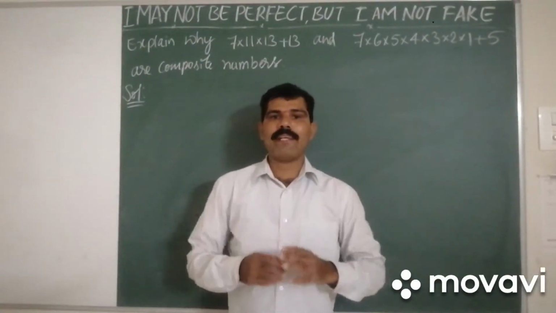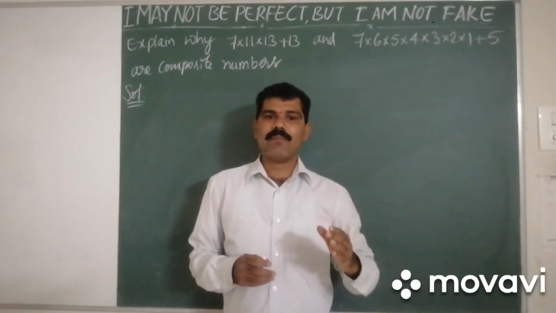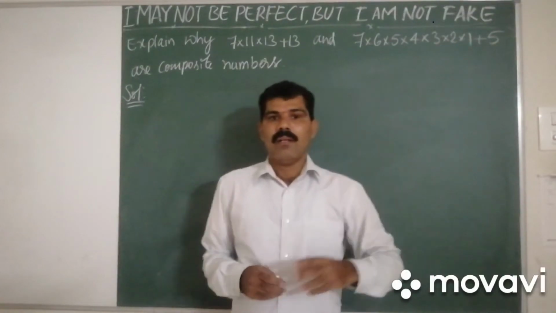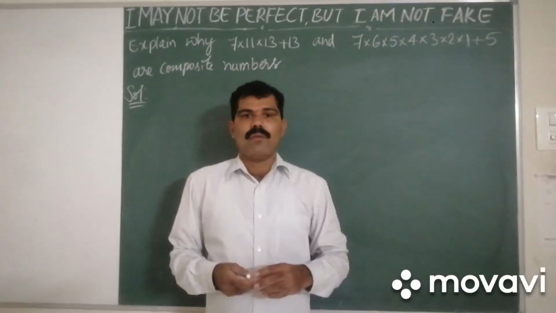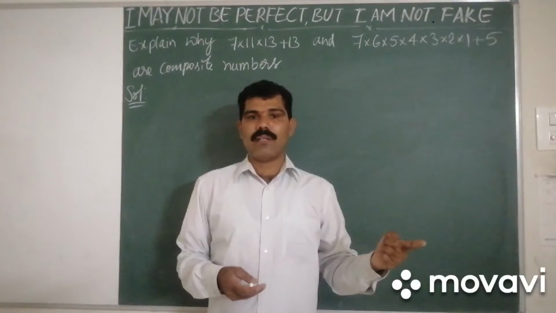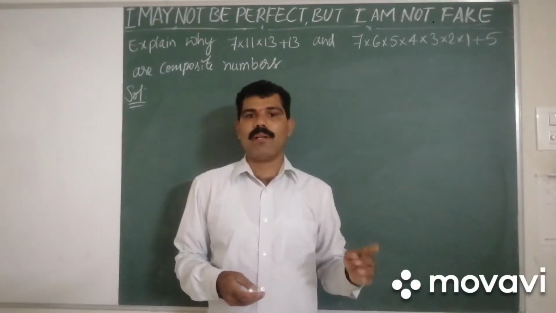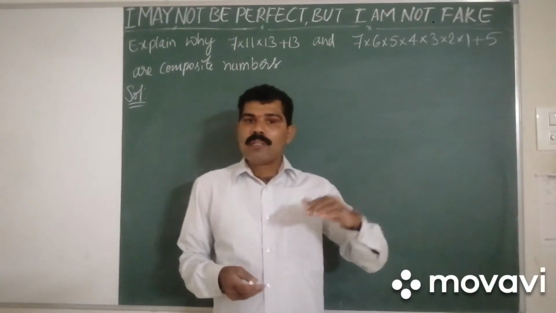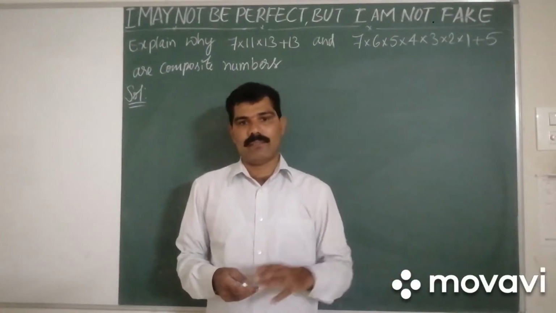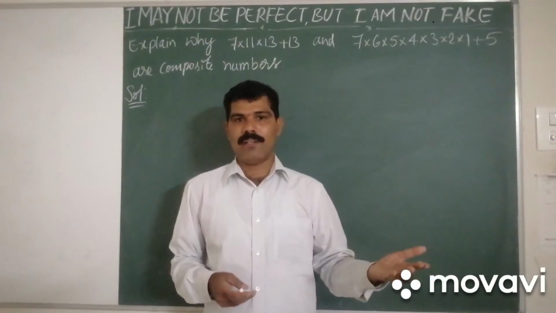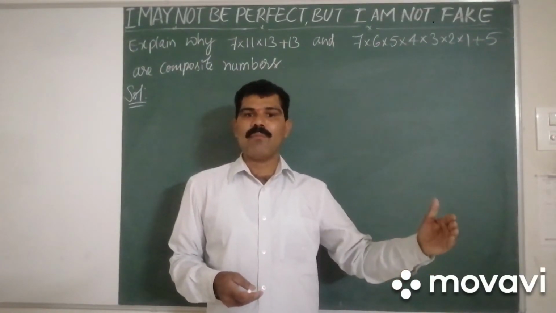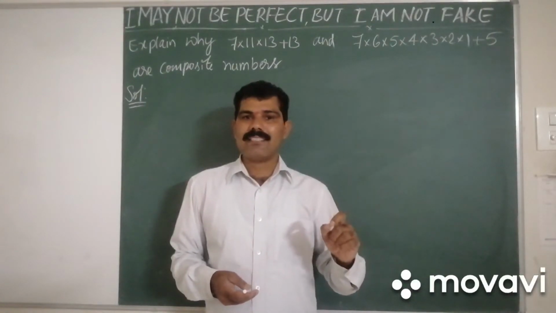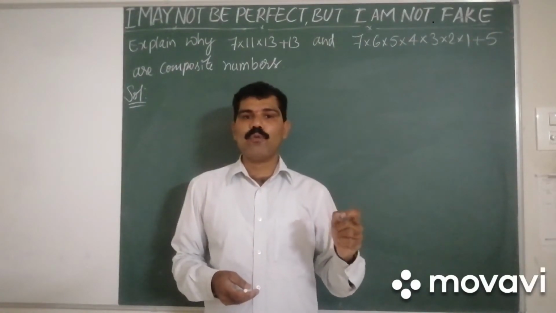So what do you mean by a composite number? A composite number is a number which has more than two factors. Means for any number, 1 and itself are the factors, whatever may be the number. Apart from that, if we have at least one or more factors, then we can say that the number is a composite number, a number which has more than two factors.